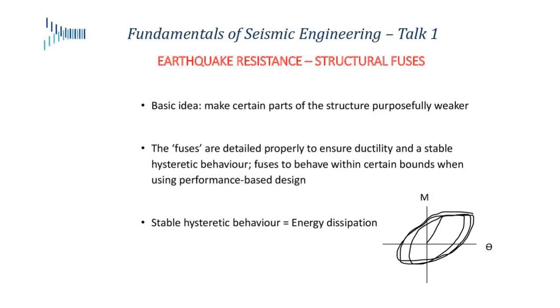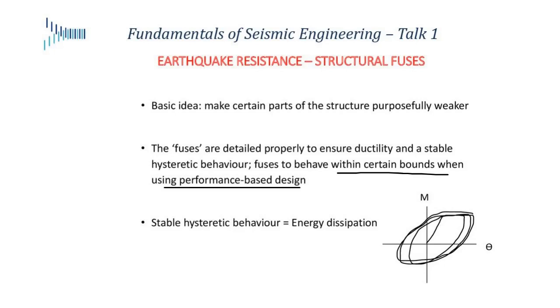Okay, so I've kind of described this. The basic idea is that we make certain parts of our structure purposefully weaker. Okay, we don't design for large earthquakes for our structures to stay elastic. We want to make our structures somewhat weaker. That brings about economy. That also helps with some design issues, which I will describe. So these fuses behave within certain bounds when using performance-based design, and we'll come to that.